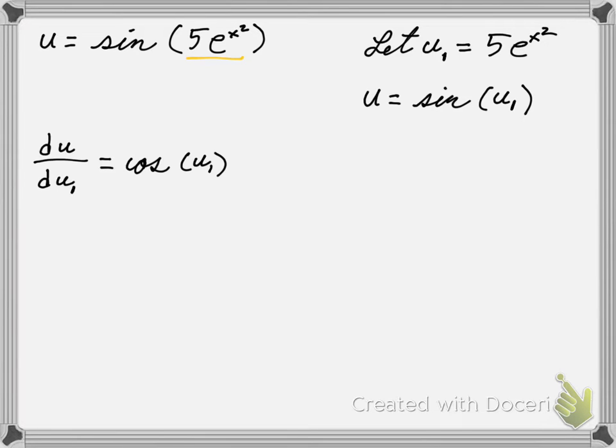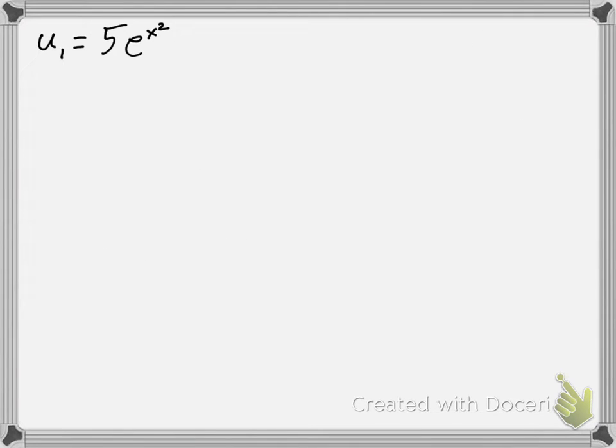Then we need the derivative of u1 with respect to x. That, of course, is the derivative of the expression 5e to the x squared. And to solve this, we actually need to use the chain rule again. So again, we need to choose an inner function such that when we use that substitution, we get rid of our x variable.